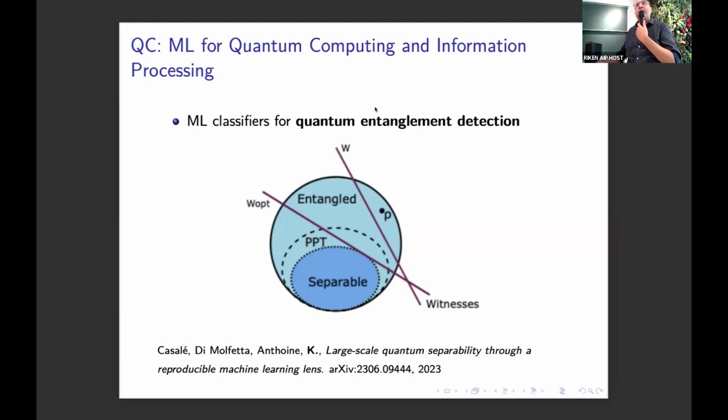This means that we can have a lot of quantum data, or classical representation of quantum data, and after that we can learn a classifier such that we can find the decision function that separates separable states from entangled states.